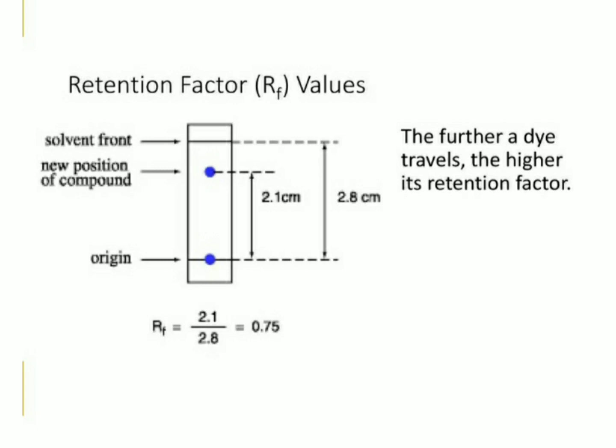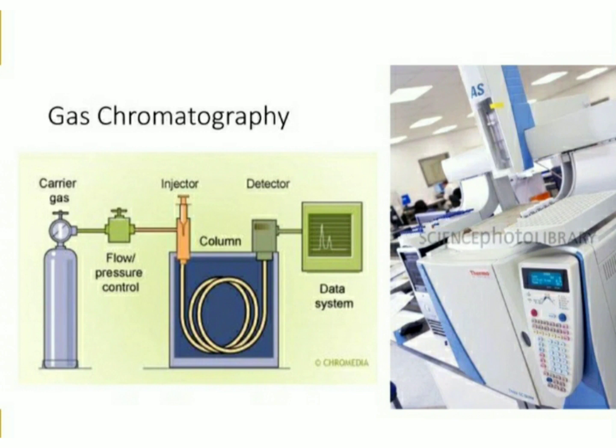Here 2.1 centimeter means the distance between the new position of compound and the origin. This distance is 2.1 centimeter, and between the solvent front and the origin, this distance is 2.8 centimeter, and the ratio will be 0.75. Gas chromatography.